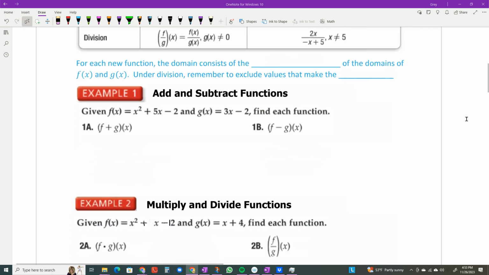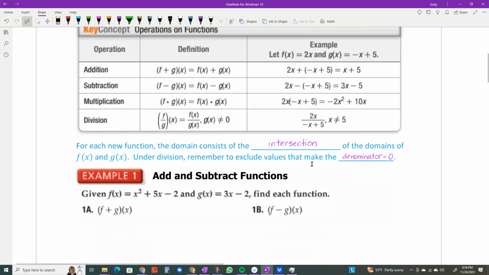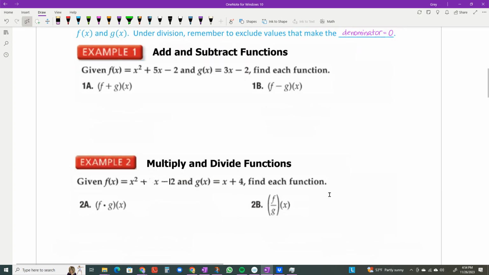All right, so for each new function, the domain consists of the intersection of the domains of both f(x) and g(x). And under division, as I just said, you have to remember to exclude any values that make your denominator equal to 0. So besides the examples that you have up here, I'm going to do one more of each.